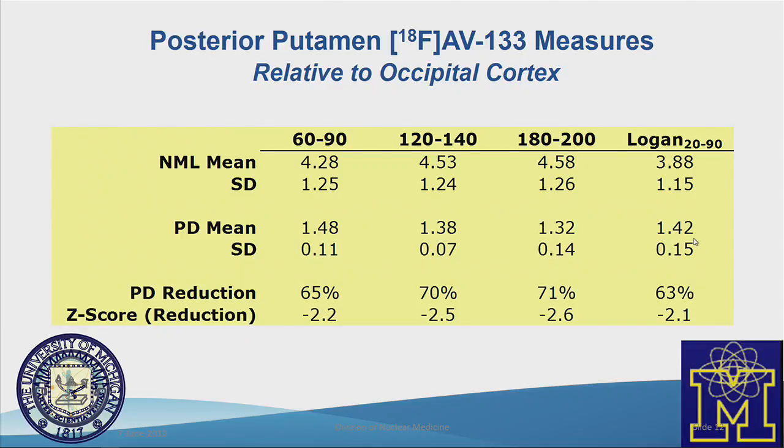And the answer is, well, you can do a kinetic estimate of binding potential with the Logan plot, which we applied out to 90 minutes. But if you simply look at the SUVR relative to the occipital cortex, you get virtually the same effect size in Parkinson's disease. So a simple inject and wait an hour or so and make an image seems to capture the majority of what one would want to know here.